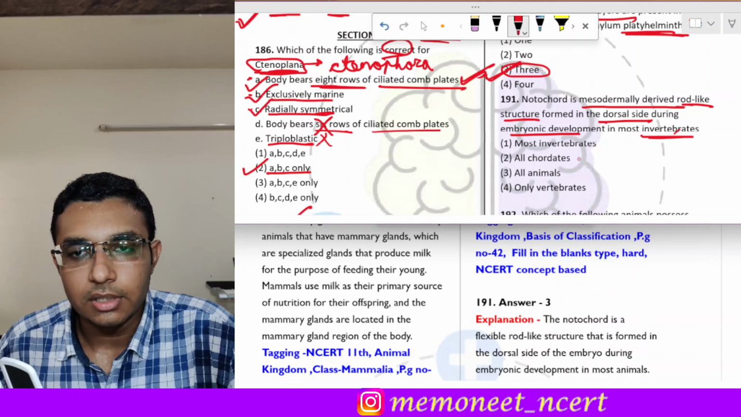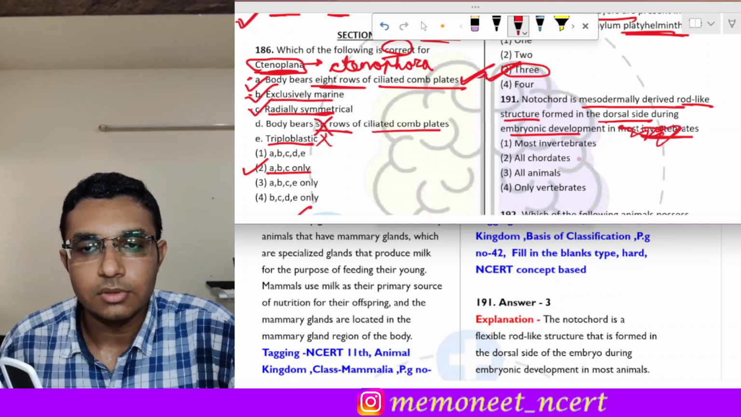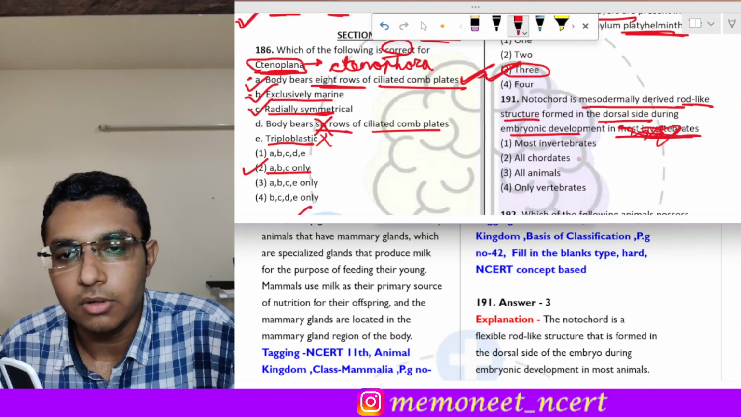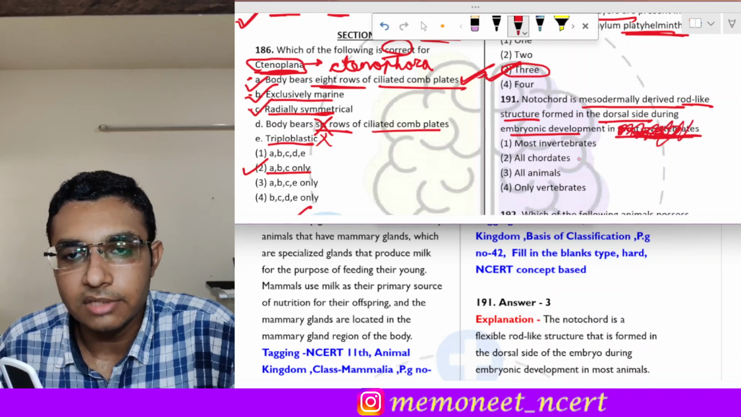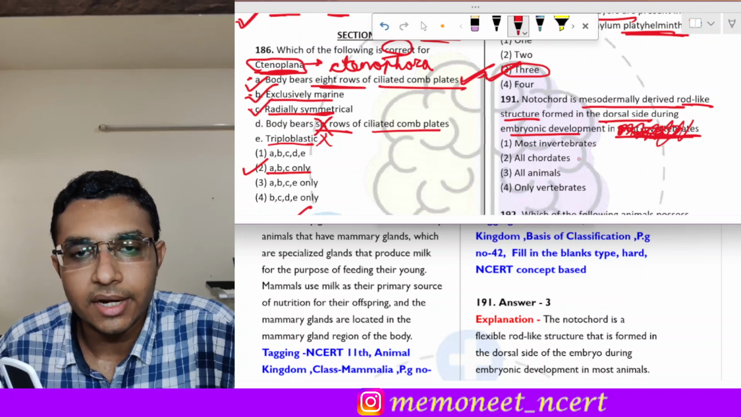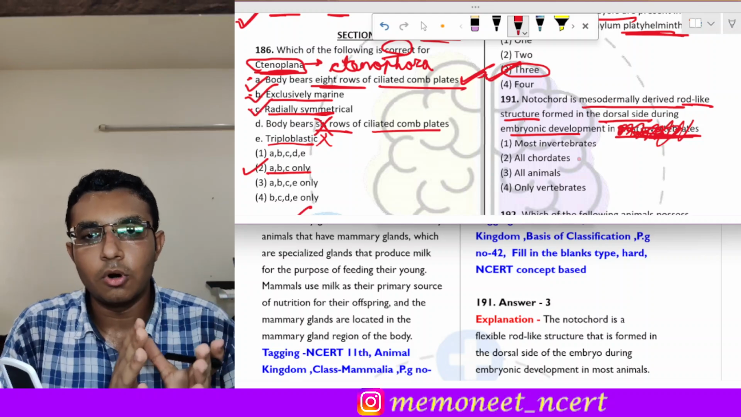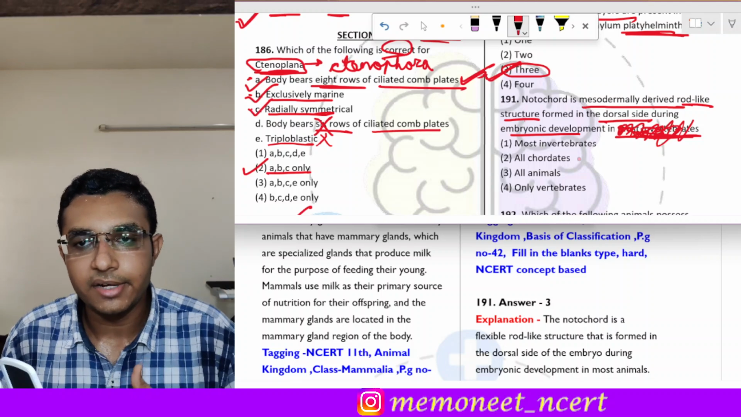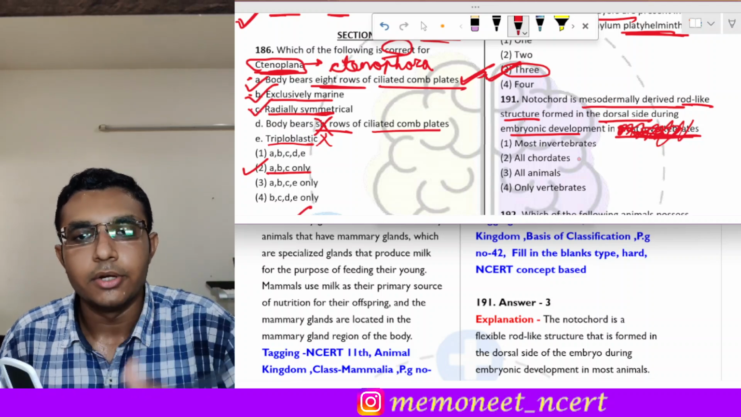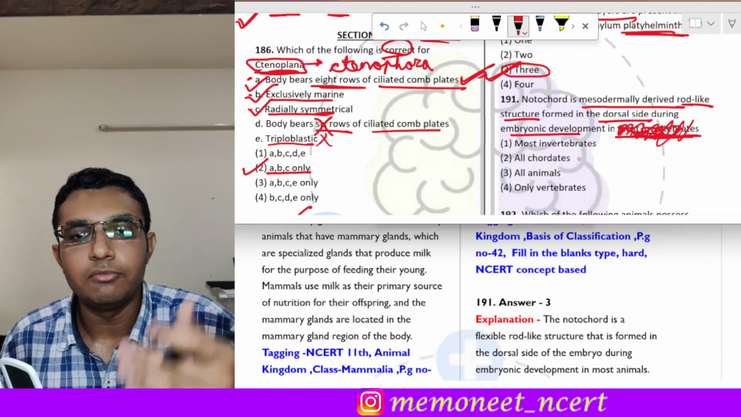Okay, the notochord is formed. So the question here is wrong. Here there should be a blank. There should not be "most invertebrates" over here. So actually the correct question should be: the notochord is a mesodermally derived rod-like structure and it is formed in the dorsal side during the embryonic development in which organisms.